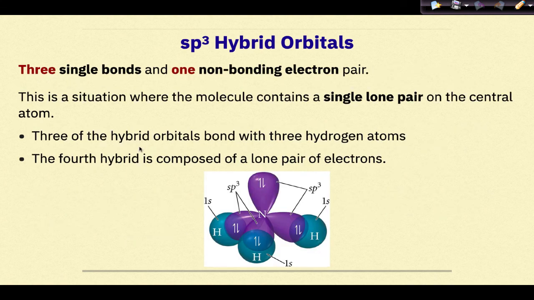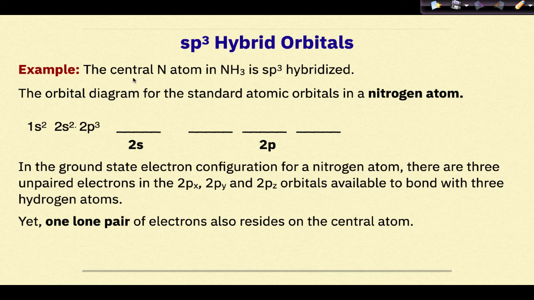Let's move on to our next example, where we're looking at a molecule with 3 single bonds and 1 non-bonding electron pair. This is a situation where the molecule contains a single lone pair on the central atom. 3 of the hybrid orbitals bond with 3 hydrogen atoms. The 4th hybrid is composed of a lone pair of electrons. For example, the central nitrogen atom in NH3 is sp3 hybridized.